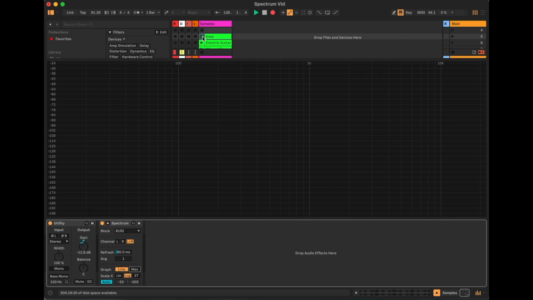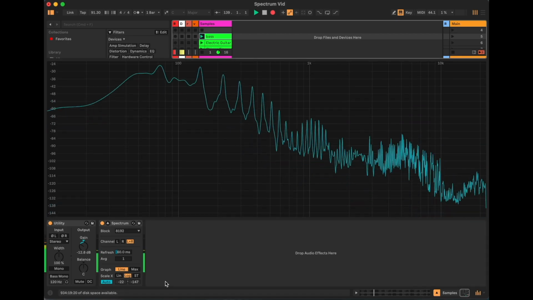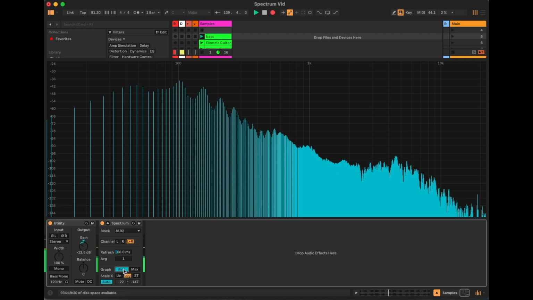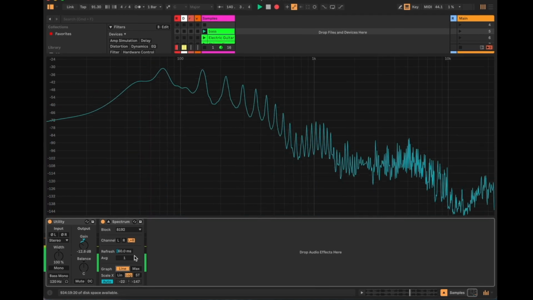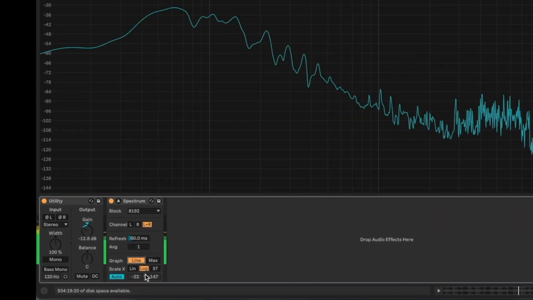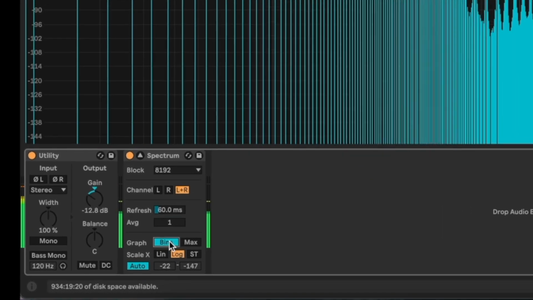You may wish to view the frequency content as discrete bins rather than as a line. You can toggle this here. You can choose between line and bins.